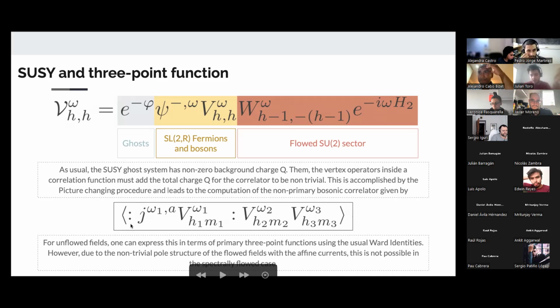Usually for unflowed fields, this kind of correlator can be computed using the Ward identities, and one can express this in terms of primary three-point functions. However, due to the non-trivial pole structure of the flowed fields, this strategy does not work directly in the spectrally flowed case.